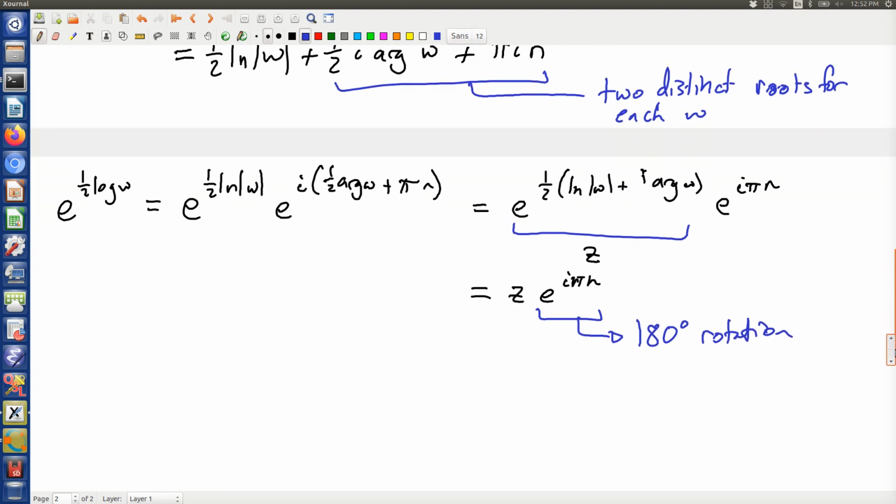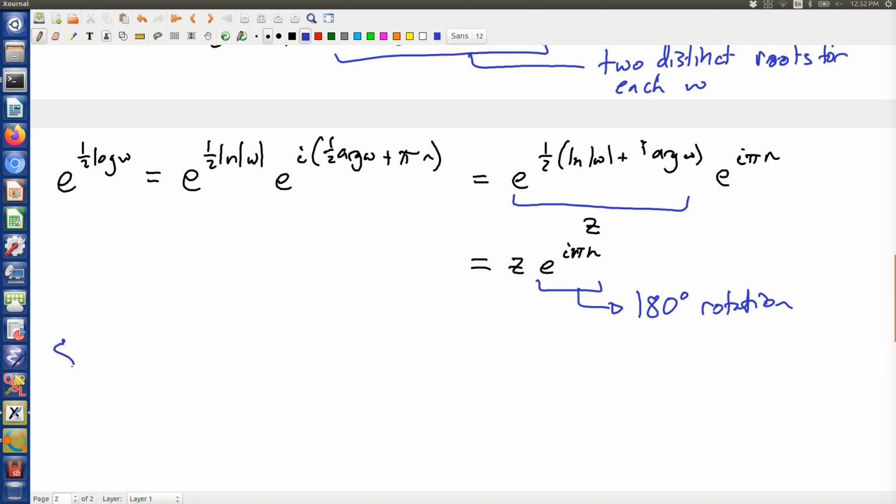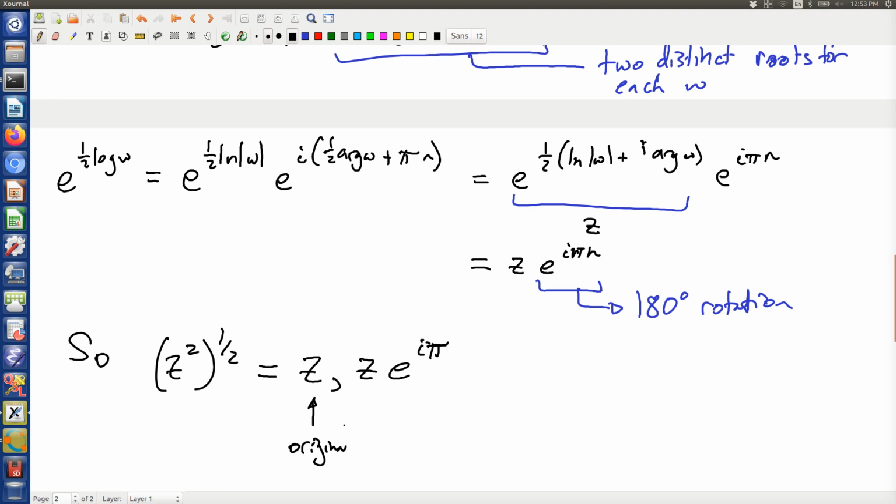So if I take z squared to the 1/2, that is z, or it's a multi-valued function, z times e to the i pi n, times 1, for instance. So this is the original value, and this is an extra copy.